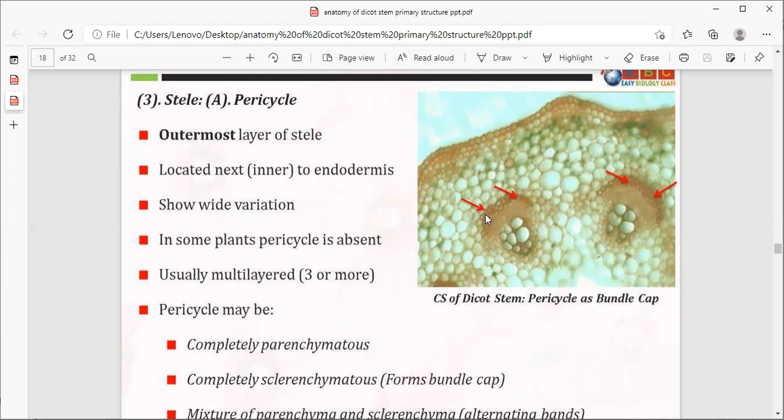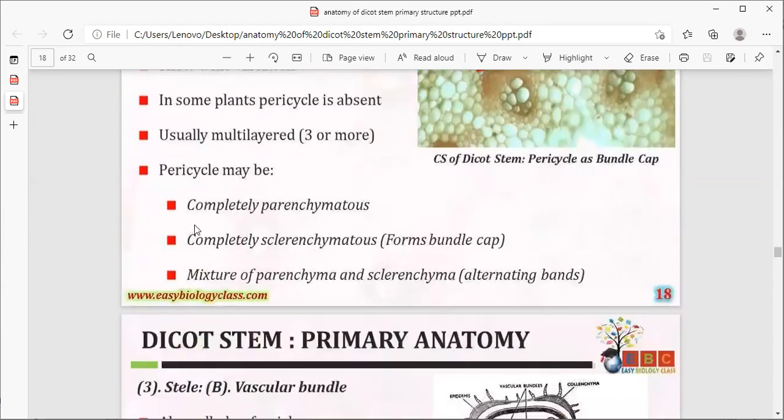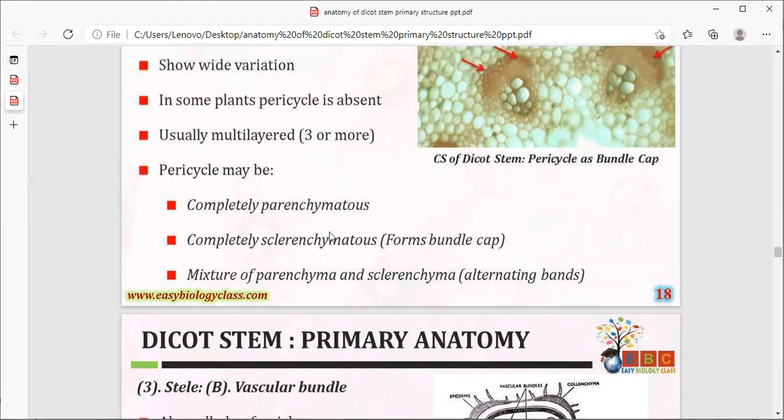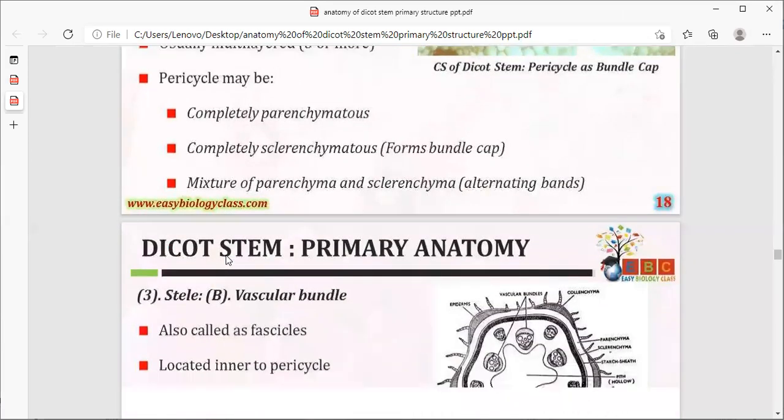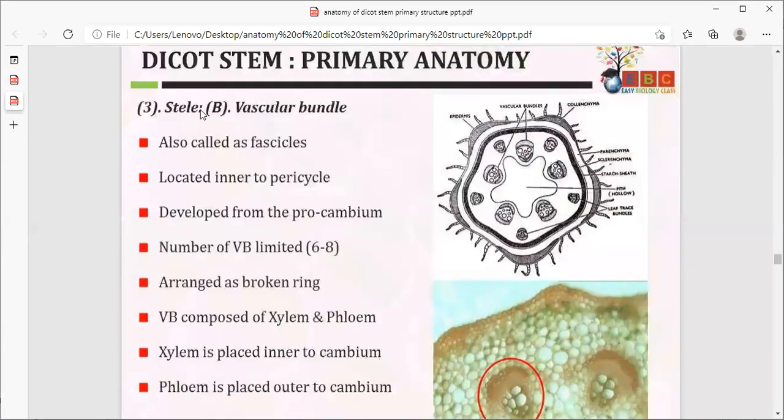So this pericycle is made up of completely parenchymatous cells, or some also have sclerenchymatous cells or alternating bands. In some, you find both parenchyma and sclerenchyma. So this is the stele region.